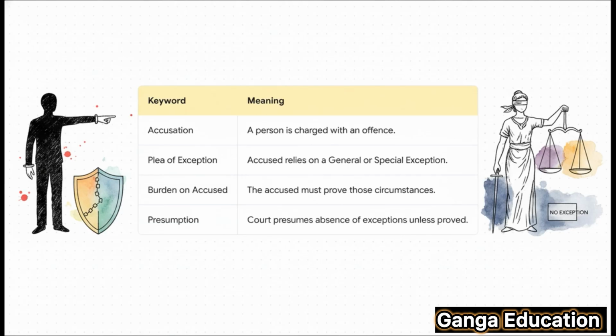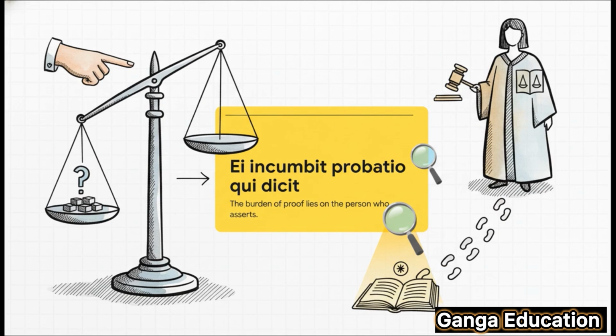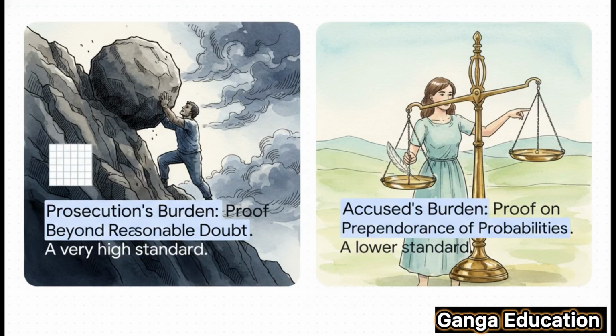It's a complete package. This principle in Section 108 is actually based on a foundational concept in law, which is perfectly captured by the Latin maxim, ei incumbit probatio qui dicit. It sounds complicated, but it has a very simple meaning. The burden of proof lies on the one who asserts a fact. And in this case, since it's the accused who is asserting the facts of an exception, the burden to prove them is also on him. Simple as that.